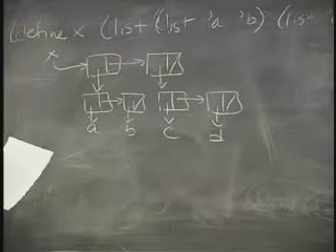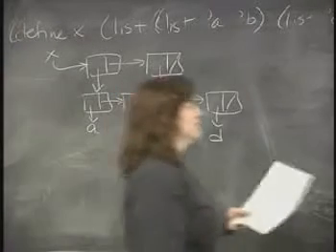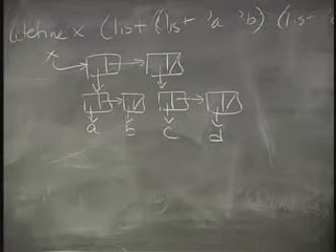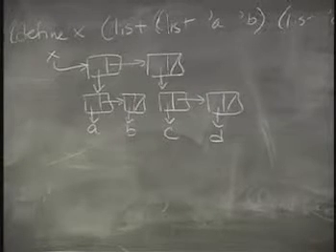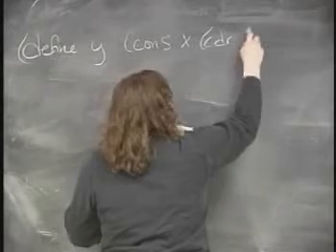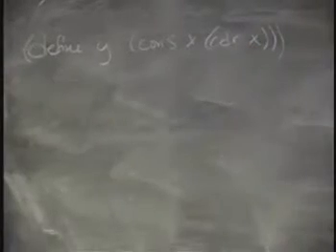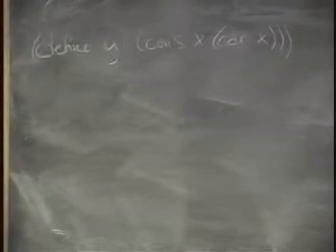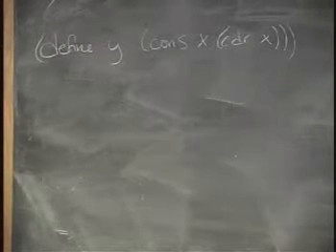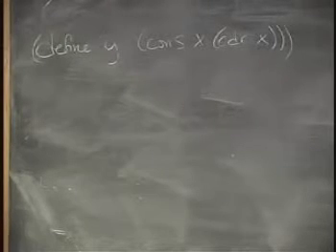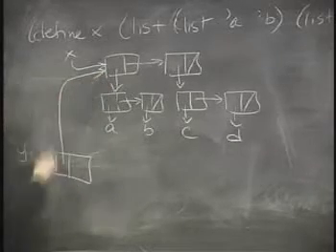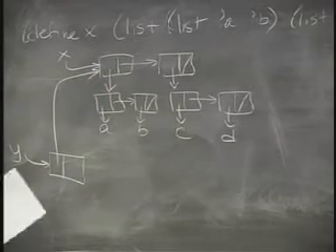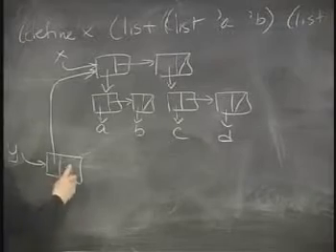So now, let's define Y to be, let me write it over here so I keep a clean area for my box and pointer diagrams. Y is going to be the result of consing X to the cdr of X. Okay. What is X? This. So Y is going to be a cons cell with the car pointing to X, and with the cdr pointing to the cdr of X.